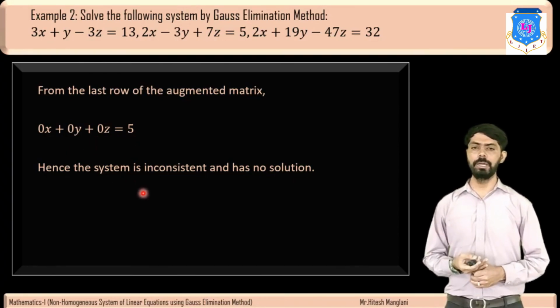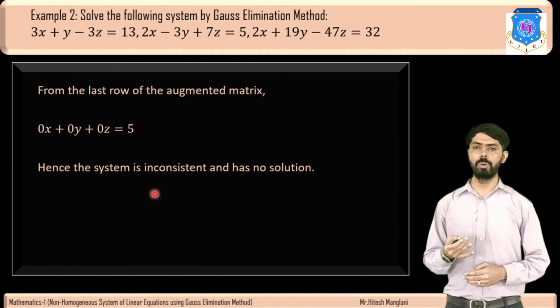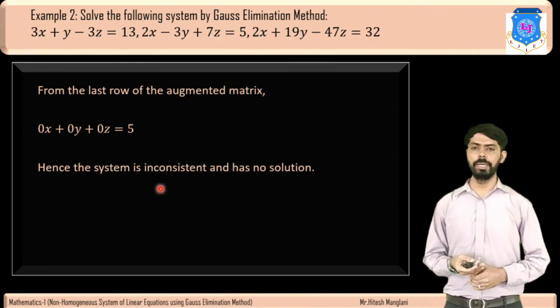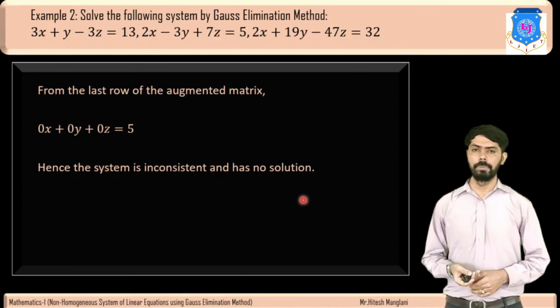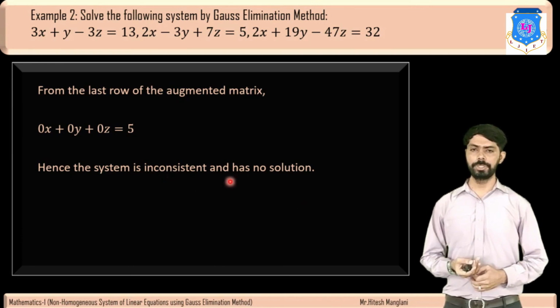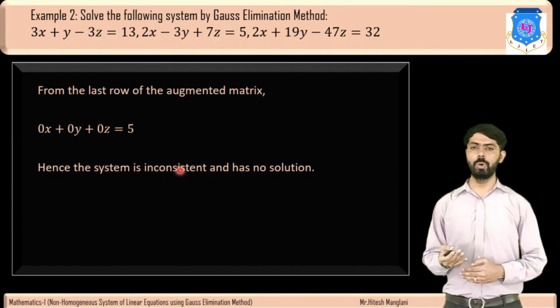So in this example, we have discussed how to apply the Gauss elimination method to a non-homogeneous system, and here we have obtained no solution. So in today's lecture, we have discussed what a non-homogeneous system of equations is and how to find the solution of a non-homogeneous system of equations using the Gauss elimination method.